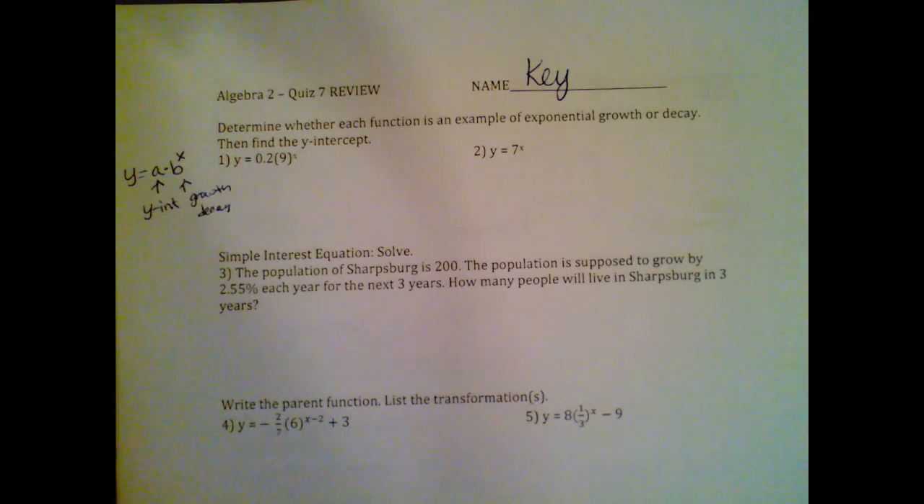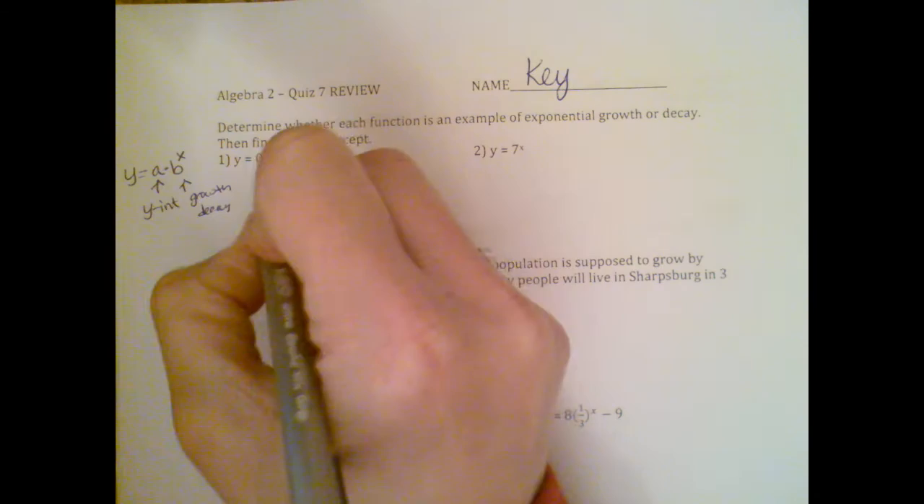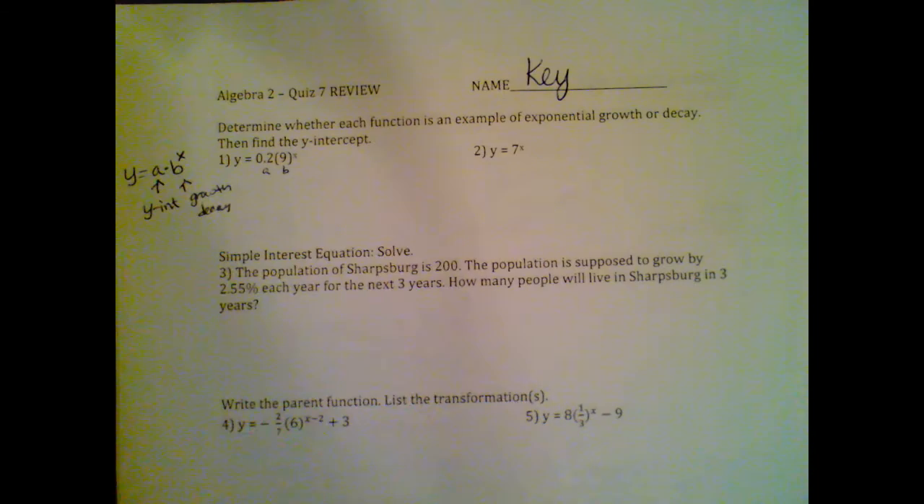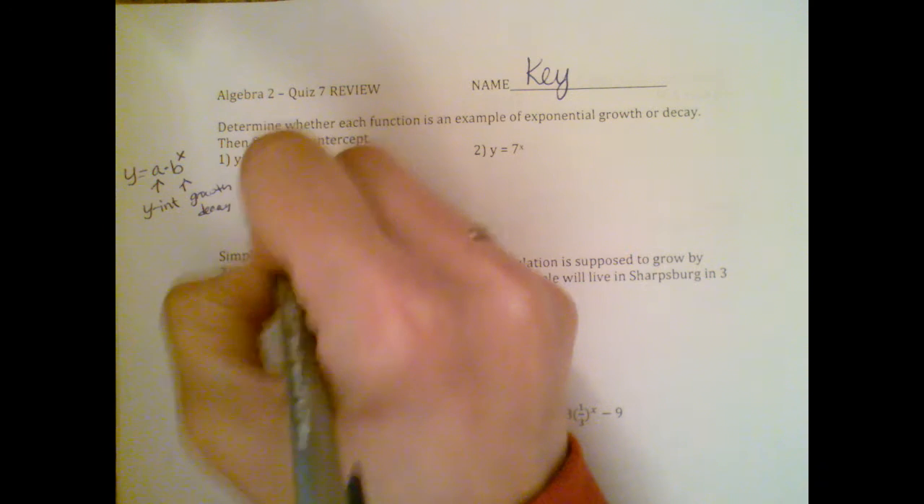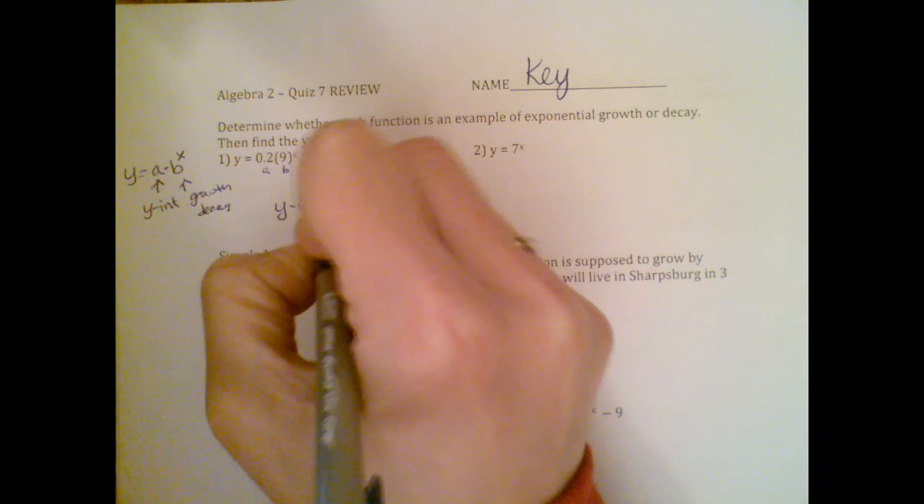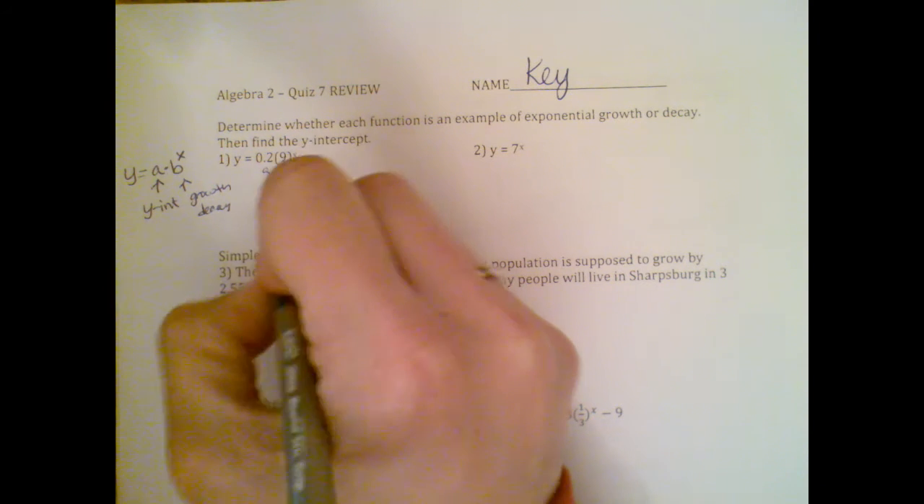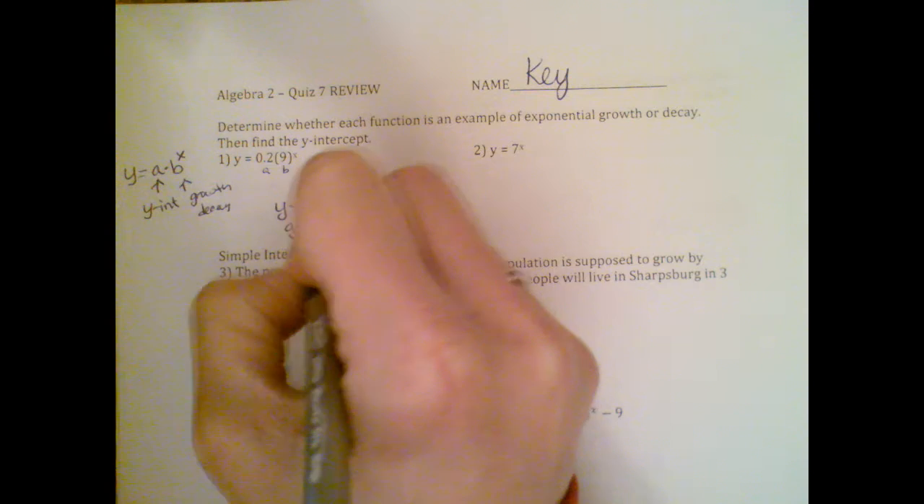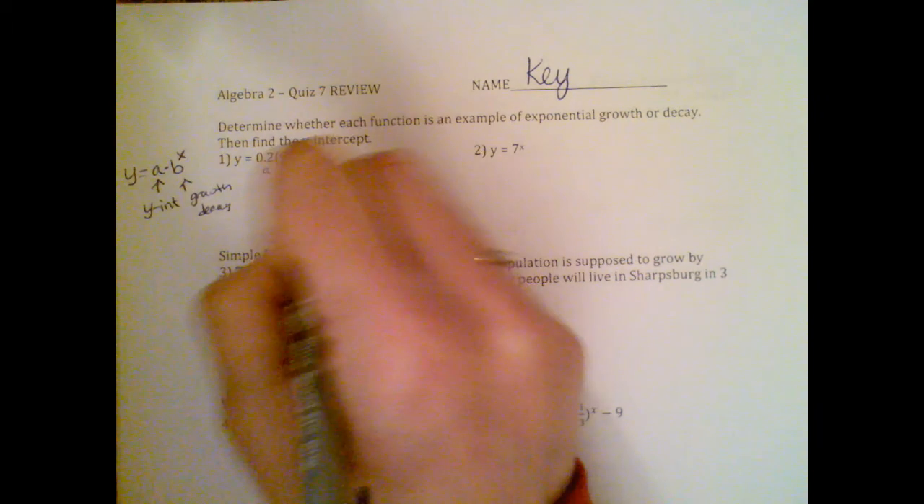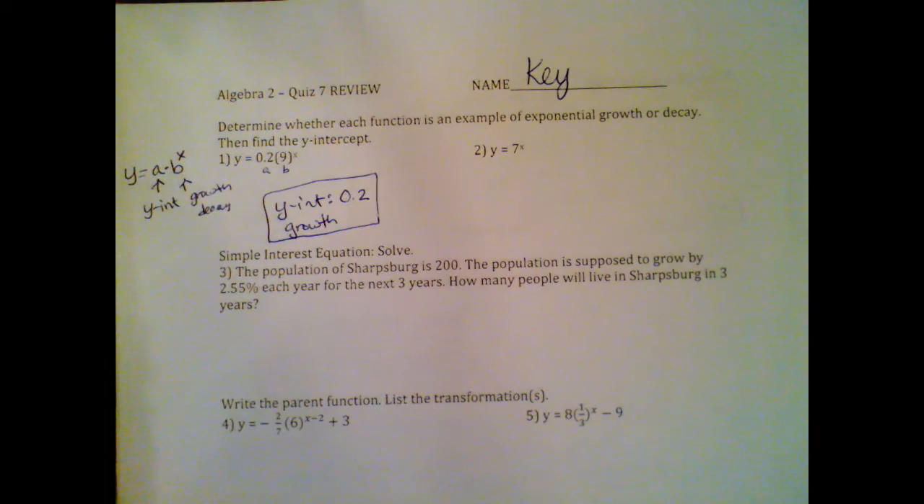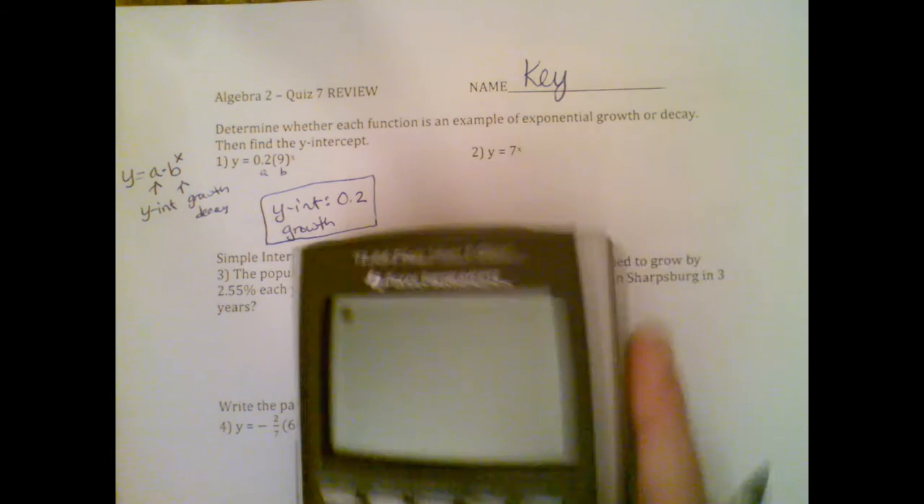So for number 1, notice this would be our a and this would be our b. So we would say our y-intercept is going to be 0.2. And then that b is 9, so it is a number greater than 1, so we would say it is exponential growth. Now if you get those two mixed up or you freeze in terms of the quiz, what I would recommend, just go ahead and graph it.